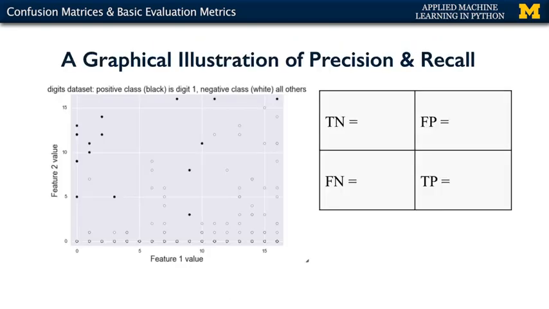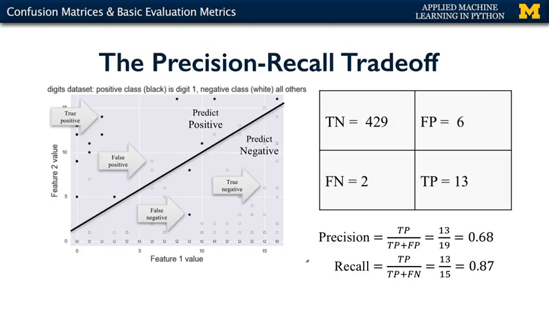Going back to our classifier visualization, let's look at how precision and recall can be interpreted. The numbers that are in the confusion matrix here are derived from this classification scenario. We can see that a precision of 0.68 means that about 68% of the points in the positive prediction region to the left of the decision boundary, or 13 out of the 19 instances, are correctly labeled as positive. A recall of 0.87 means that of all true positive instances, so all black points in the figure, the positive prediction region has quote-unquote found about 87% of them, or 13 out of 15.